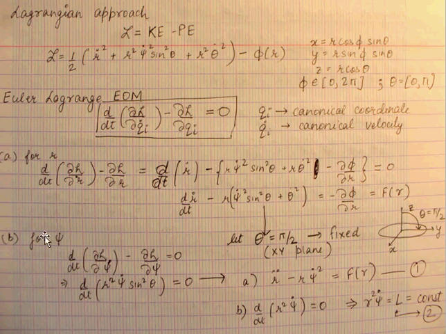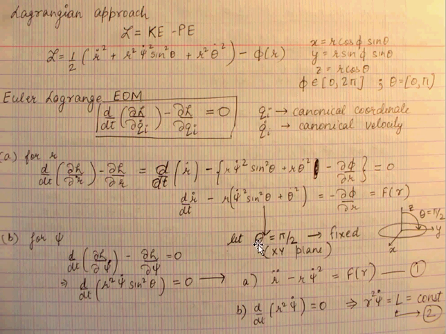Now let's try and solve this Lagrangian equation for ψ, the azimuthal angle. And when you do that, you end up with this equation over here, right? Which basically means that r² ψ̇ sin²θ is constant, right? Now let's restrict ourselves to the plane θ equals π/2, which means that we are in the xy plane, and see what this equation becomes.